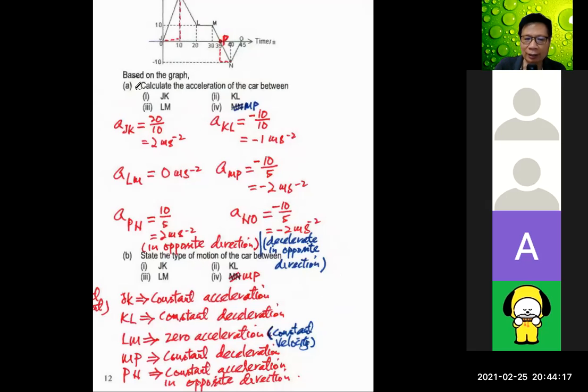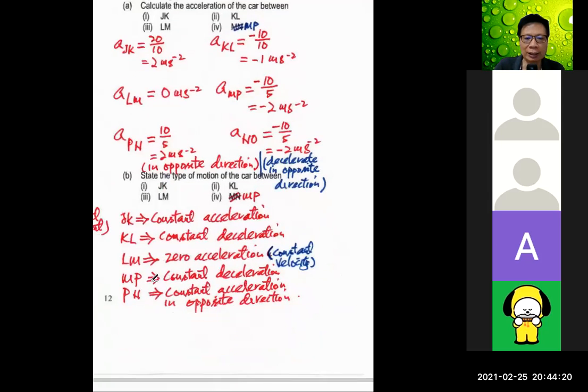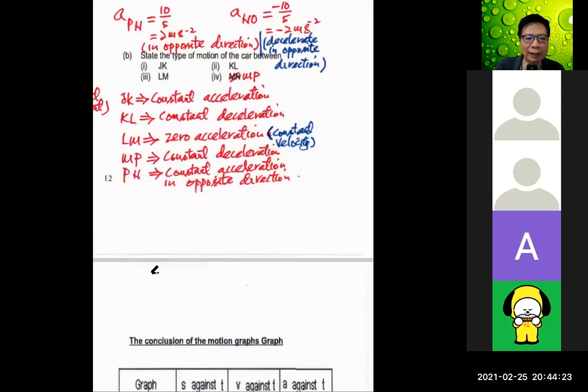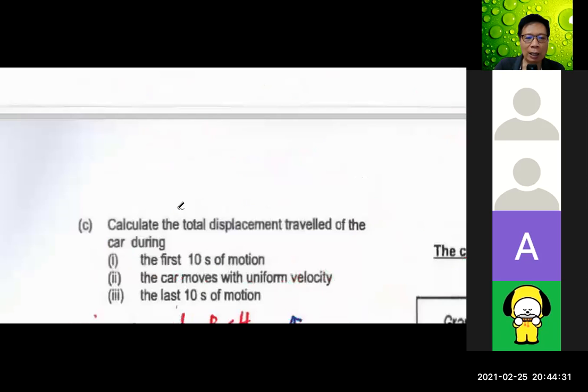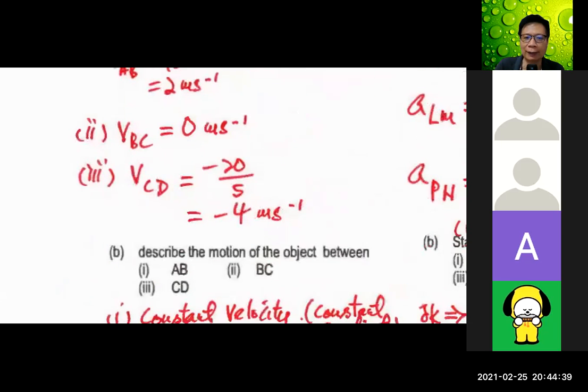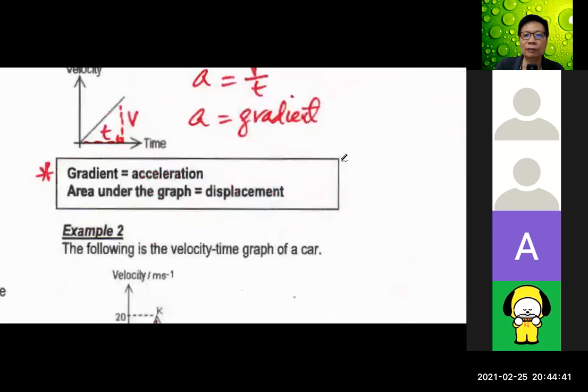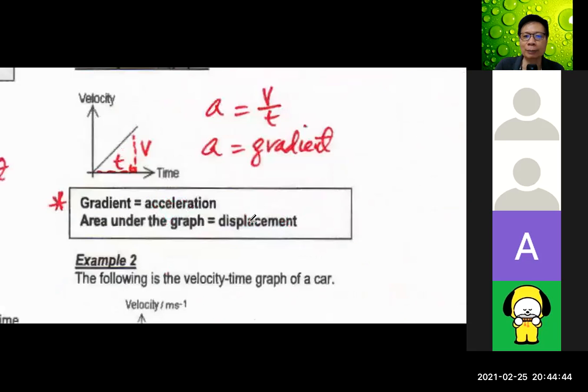Okay, we have done A and B, now we go to C. This question is very long, we have A, B, C. Now we look at section C. What does the question ask? Calculate the total displacement. Do you remember how to find displacement? To find the displacement, you find the area under the graph.